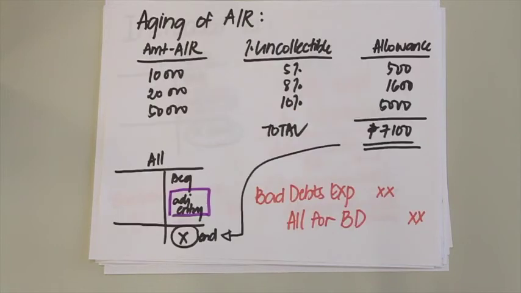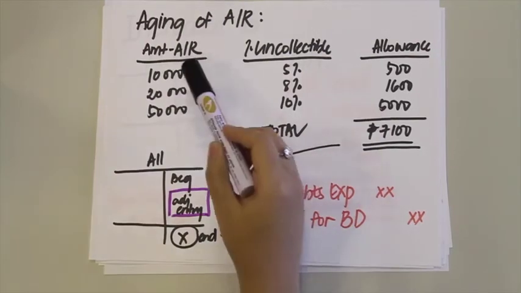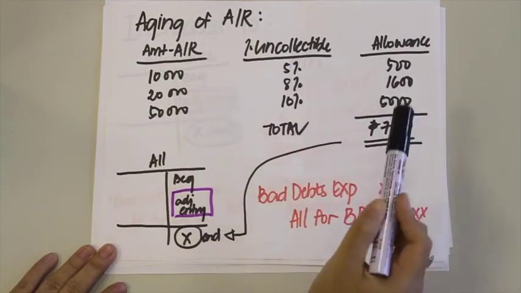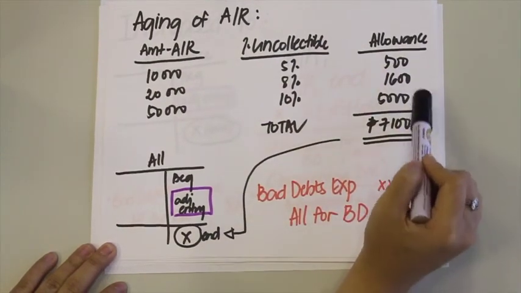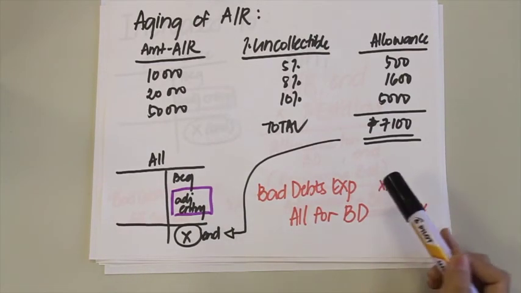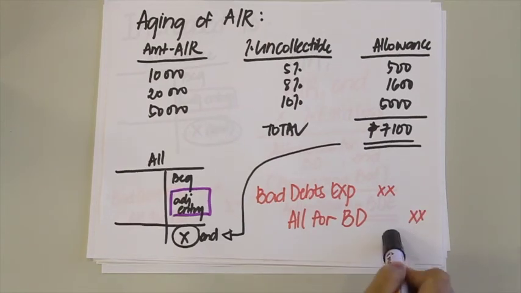Similar to the increased to scenario, the aging of accounts receivable method computes for the target ending balance of the allowance for the period. You do this by multiplying the amounts of accounts receivable by the percentage uncollectible and getting the total of all the amounts. The beginning balance of allowance is again deducted from the amount computed to get the amount of adjustment for the period. Again, the same pro forma entry is recorded: a debit to bad debts expense and a credit to allowance for bad debts.